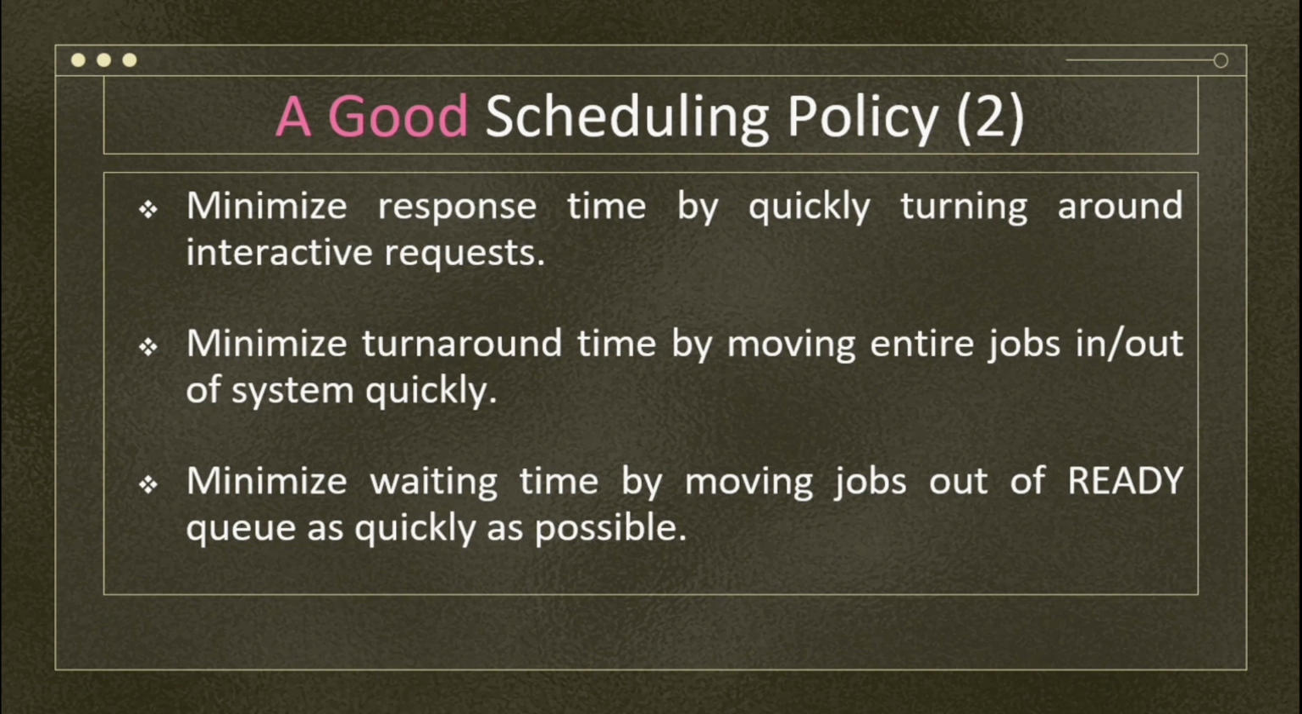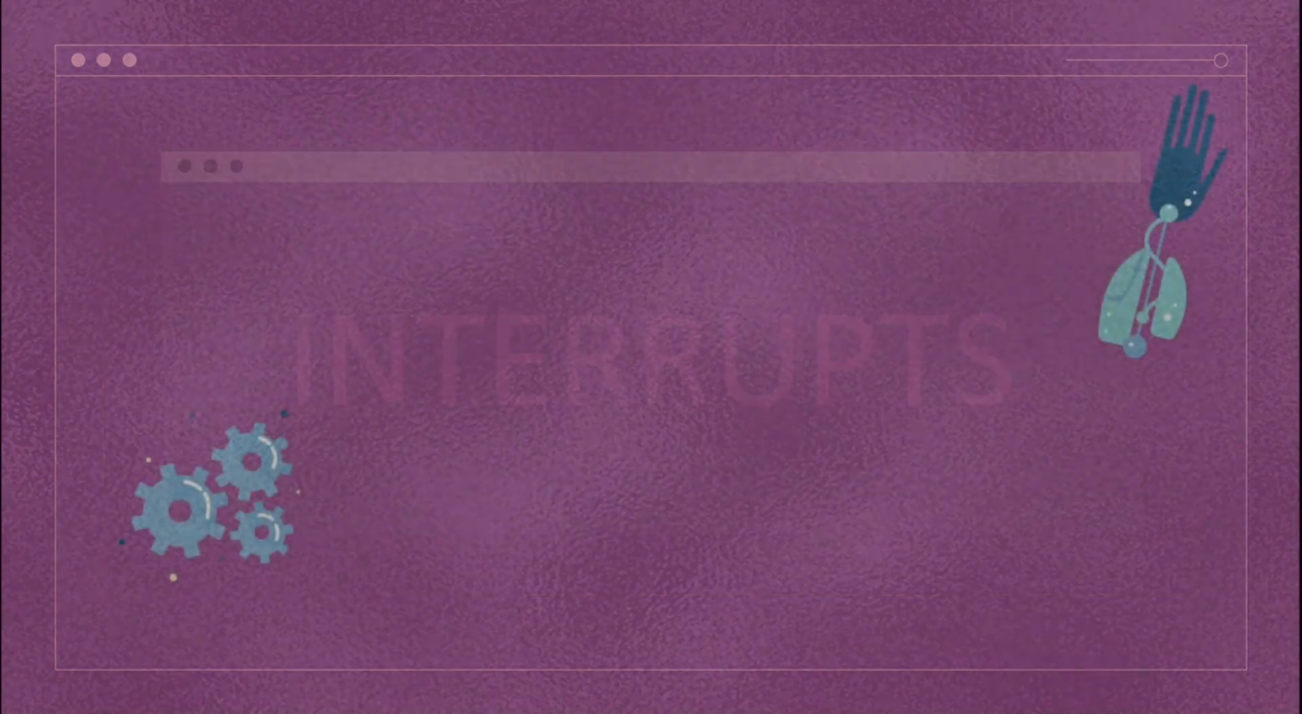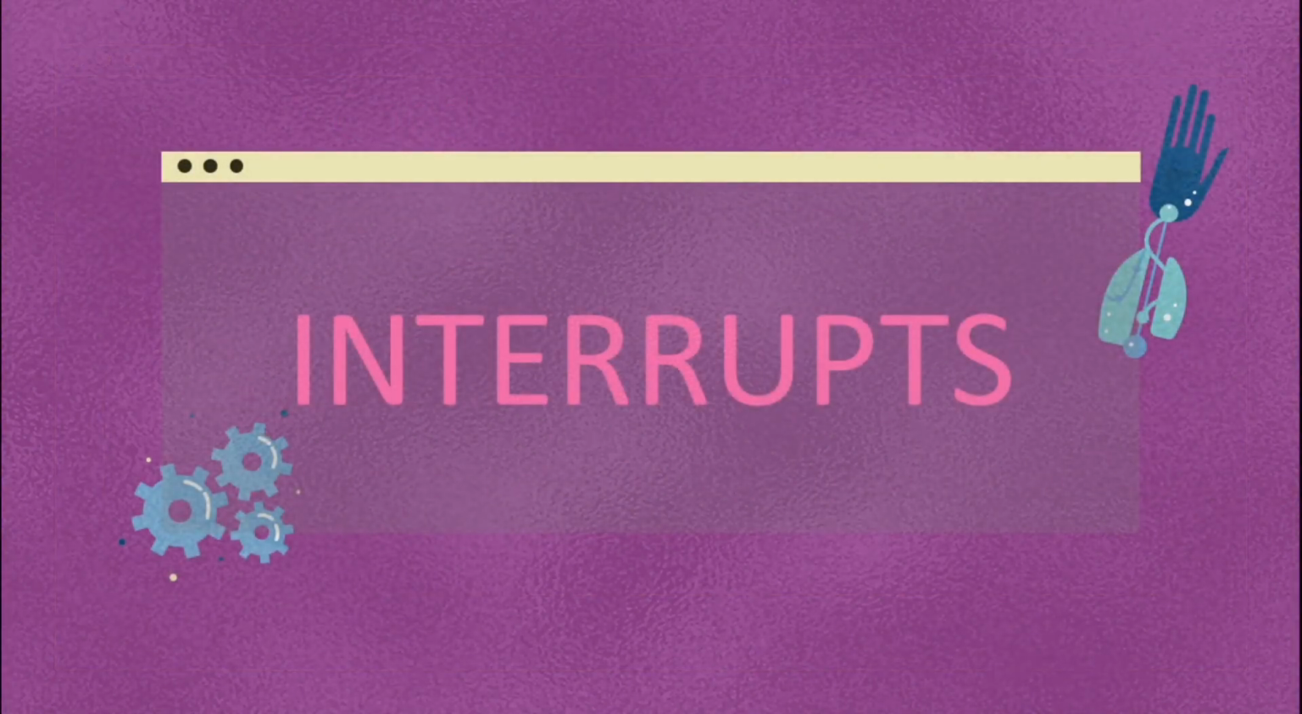And thus, minimize waiting time by moving jobs out of the ready queue as quickly as possible. So the next is interrupts. When it comes to interrupts, an interrupt is a signal or event that occurs during the execution of a program, causing the normal flow of program execution to be temporarily suspended. It is a mechanism used by computer systems to handle and respond to various events that require immediate attention.